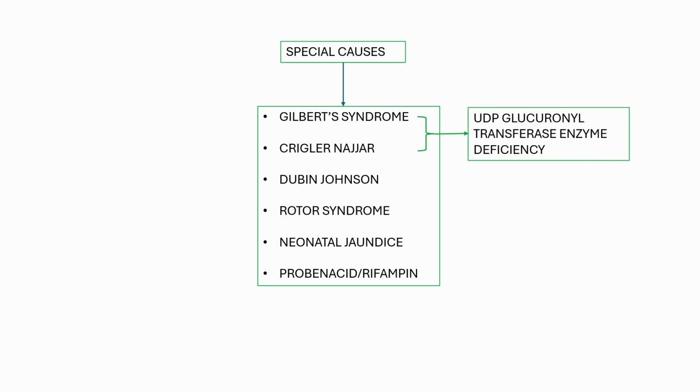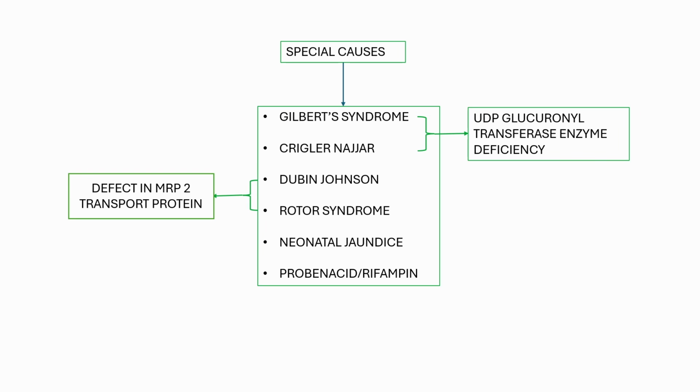Dubin-Johnson and Rotor are because of absence of a transport protein. Okay, the MRP, multidrug resistance protein, is absent or defective. And it can result in Dubin-Johnson and Rotor. Dubin-Johnson is the more severe form, and it can result in blackening of the liver.